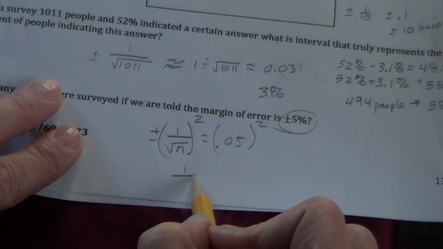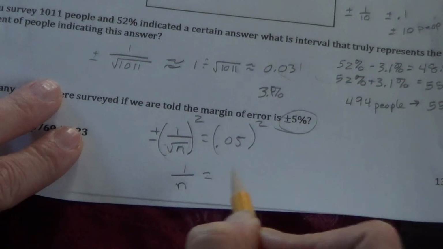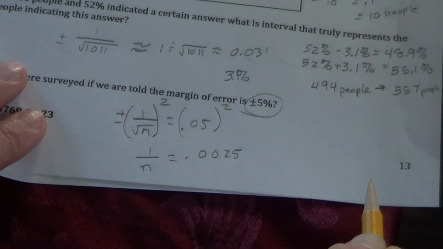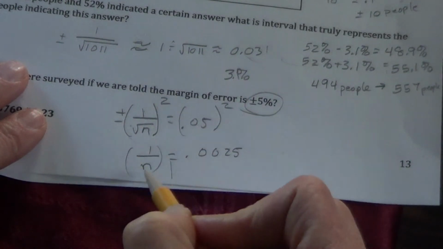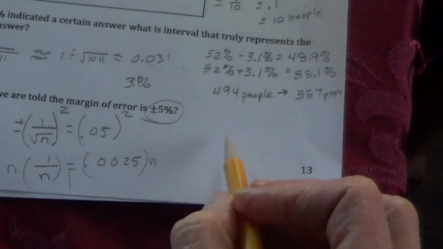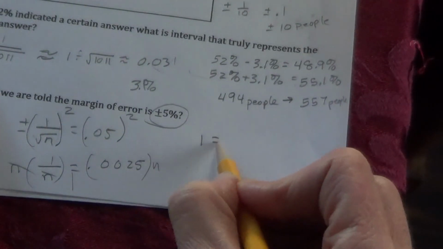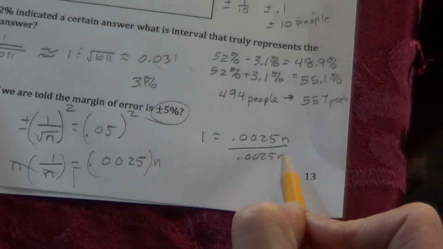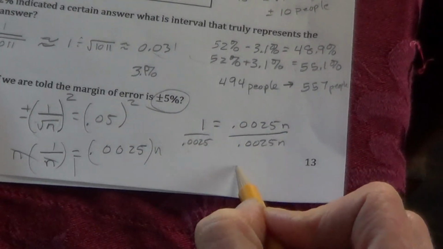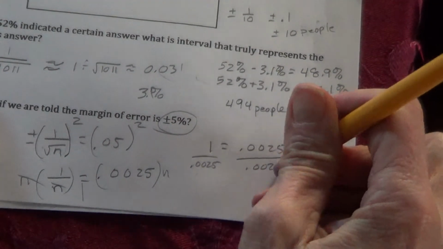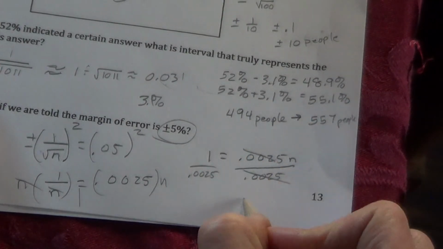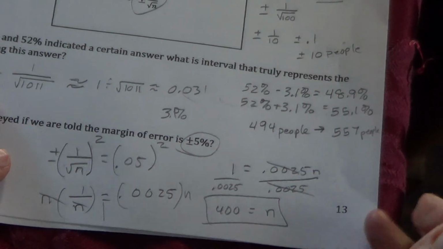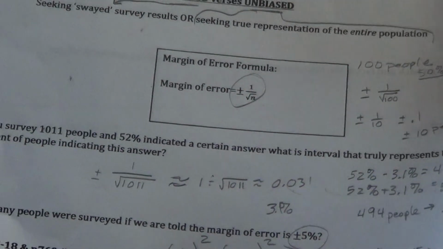1 times 1 is 1. Square root of n times square root of n would be n. And we get 0.0025. Now we just clear out the fraction, multiply each side by n, and we get that canceling, and we get 1 equals 0.0025 times n. Now divide each side by 0.0025, and we find those cancel, and we find that n equals 400. Make sure that you plug that into a calculator and see that it is 400. So that tells us what size population we were gaining information from.